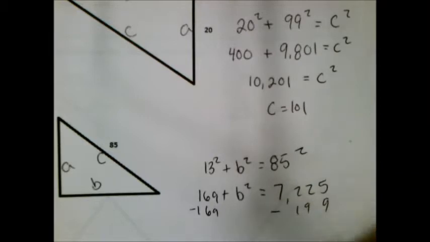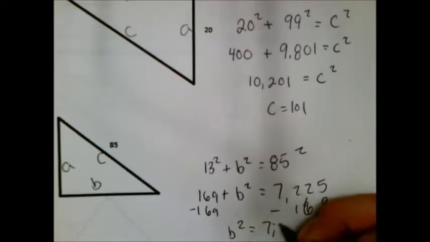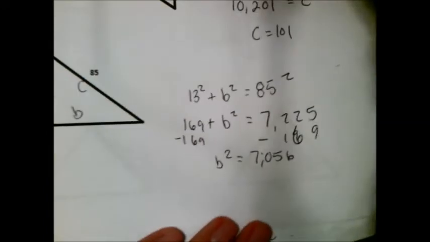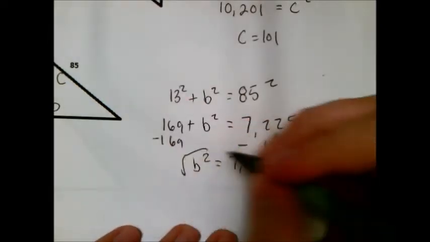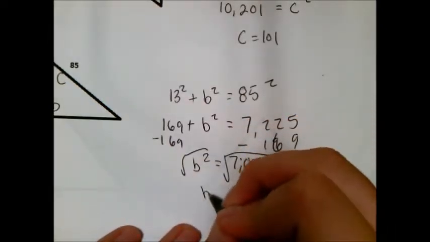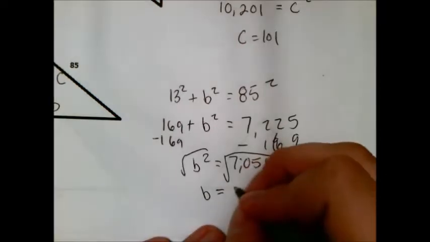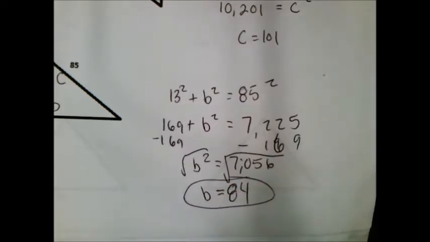We should get B squared equals 7,056. Finally, we have to solve for B, so we square root both sides. B should give us 84. Give you a sec to write that down if you haven't already.